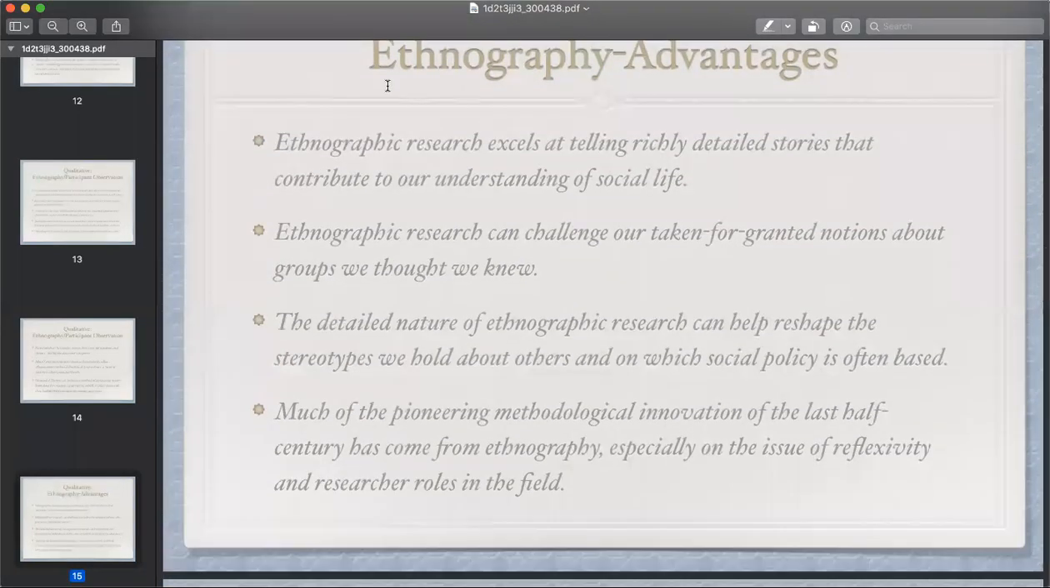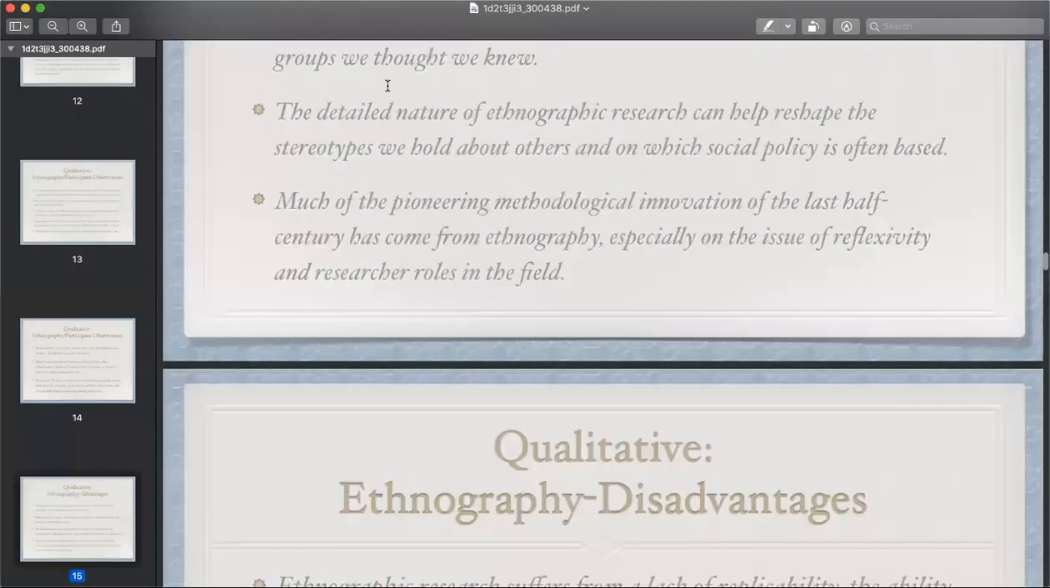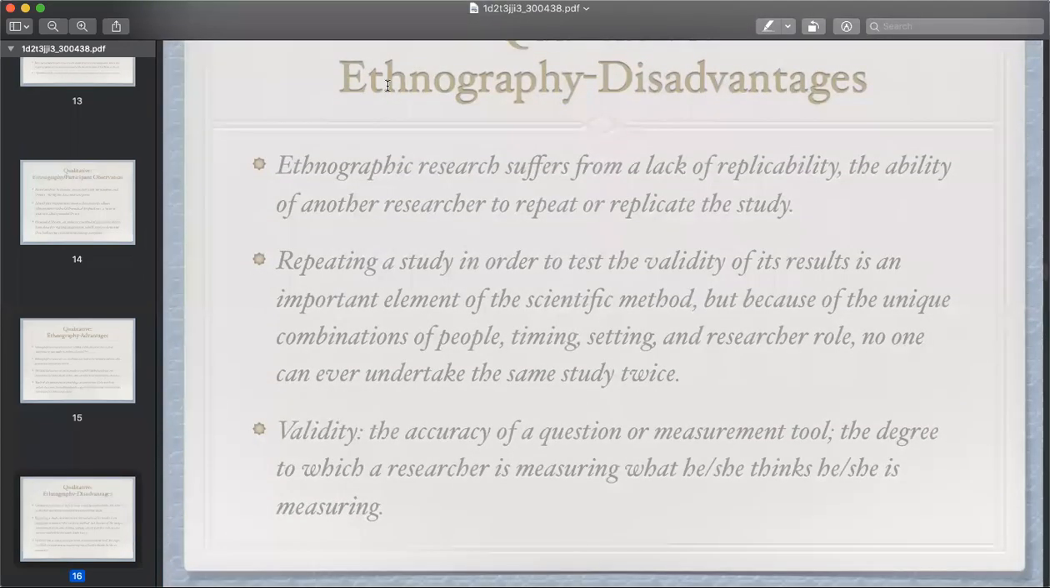Now, what are some of the advantages to ethnography? Well, very detailed stories that can provide for a truly enriching and understanding experience of social life. We can challenge taken for granted notions about groups that we didn't have much information about. We can begin to reshape social policy. We can begin to shape and challenge stereotypes that may exist. And ethnography provides us with this very, very unique perspective. It provides us with access to a world that we may have never had access to.